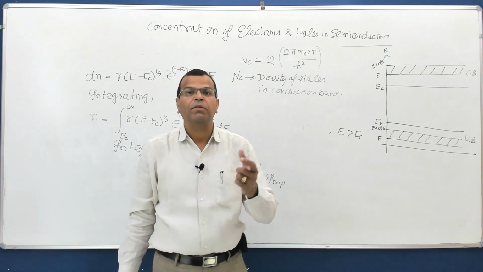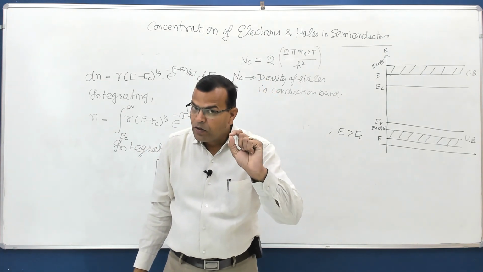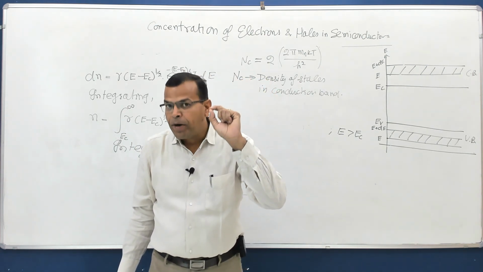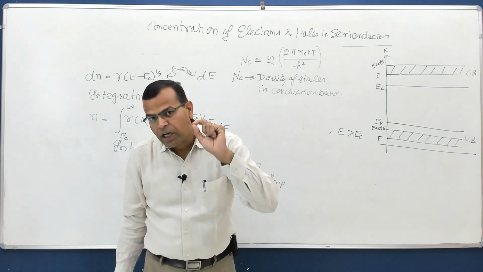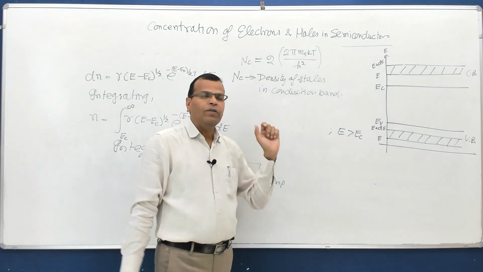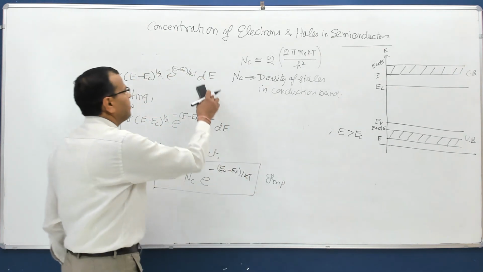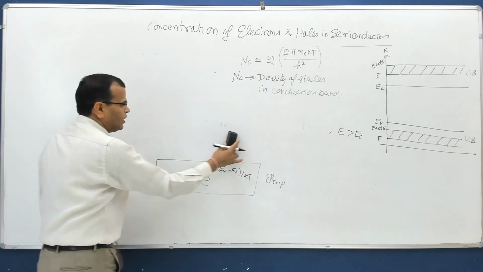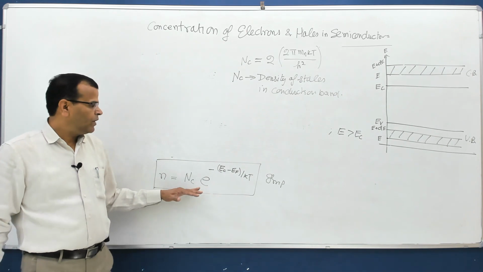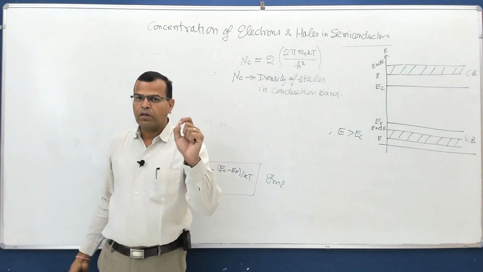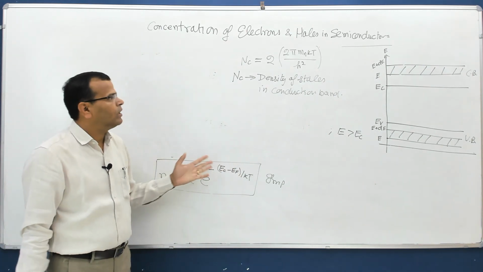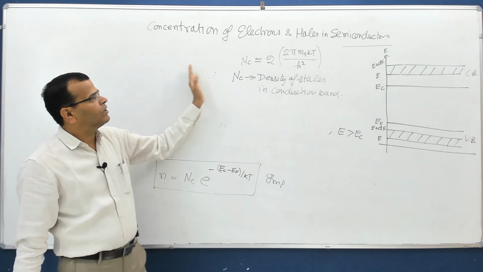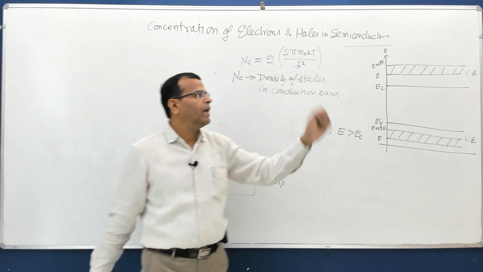Density of states in the conduction band is the number of electrons per unit volume per unit energy. So I repeat, you should remember this expression of the concentration of electrons in the conduction band.